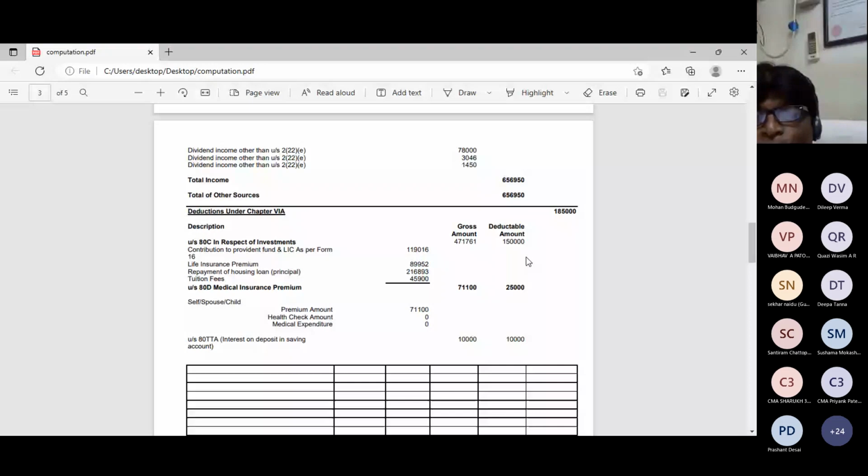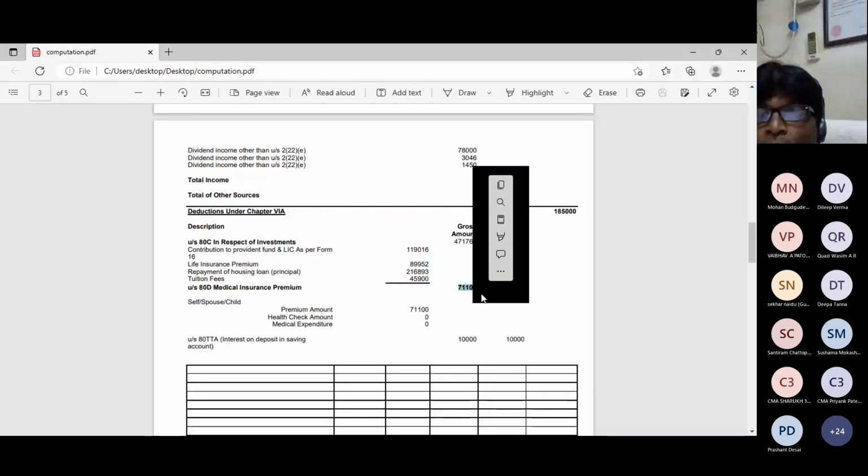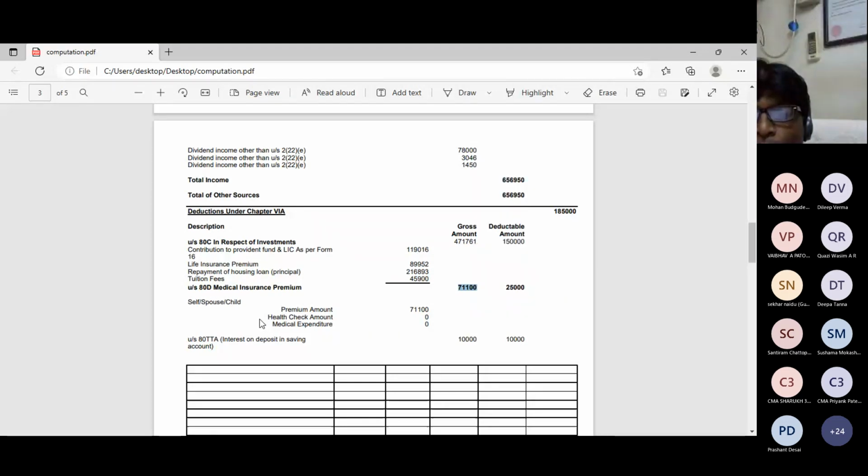Similarly, he also has a mediclaim policy for which he is paying 71,100. In this case, I have suggested to the assessee that rather than making a payment, since his only allowable expenditure is 25,000, in the 71,100 he should also incorporate the names of his parents so that he can get the higher amount of deduction under section 80D. Apart from that, he is also eligible for deduction under section 80TTA for interest on deposits in savings account. His total interest earned was 31,000.